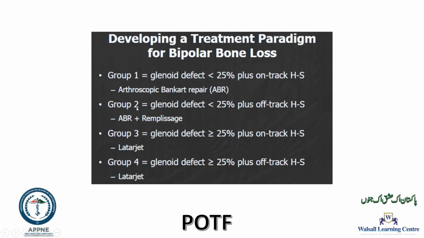Okay. But in the exam, if an MCQ or a question comes in asking what is the indication of remplissage, the indication is that if you have a less than 25% glenoid defect, but you're off track, then you do a front and back repair. The back repair is done after the front sutures are put in. Then you tighten the back, and then you tighten the front. If you tighten the front first, it won't be able to go back again.